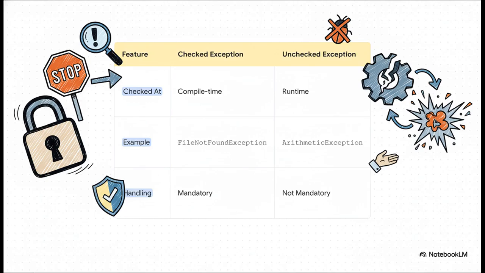Unchecked exceptions, also called runtime exceptions, are usually your own fault. Things like a null pointer exception because you forgot to initialize something. Handling them is optional. And you know, this is a pretty hot debate among Java developers. Some say checked exceptions make code safer. Others say it just adds a bunch of extra typing. Knowing the difference helps you decide what kind of architect you want to be.